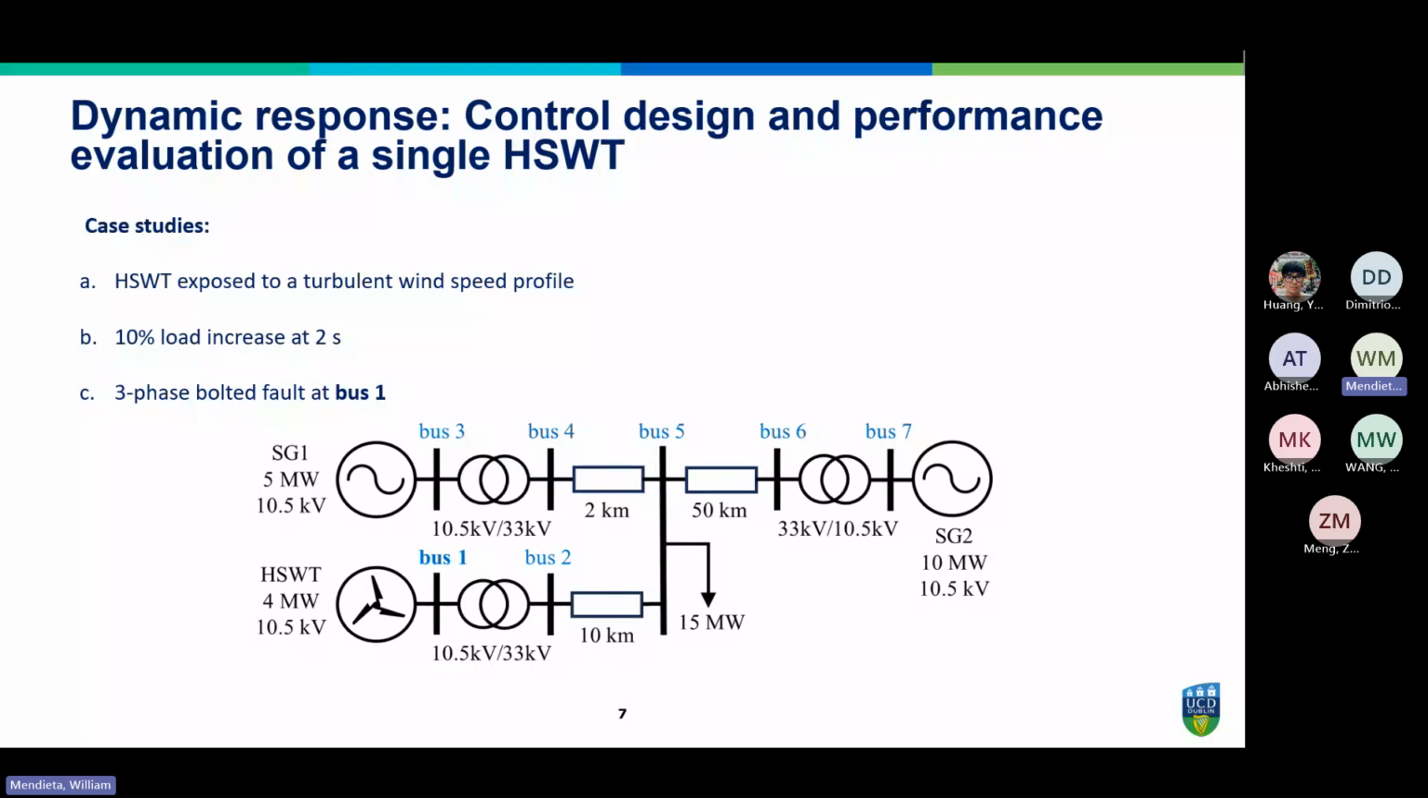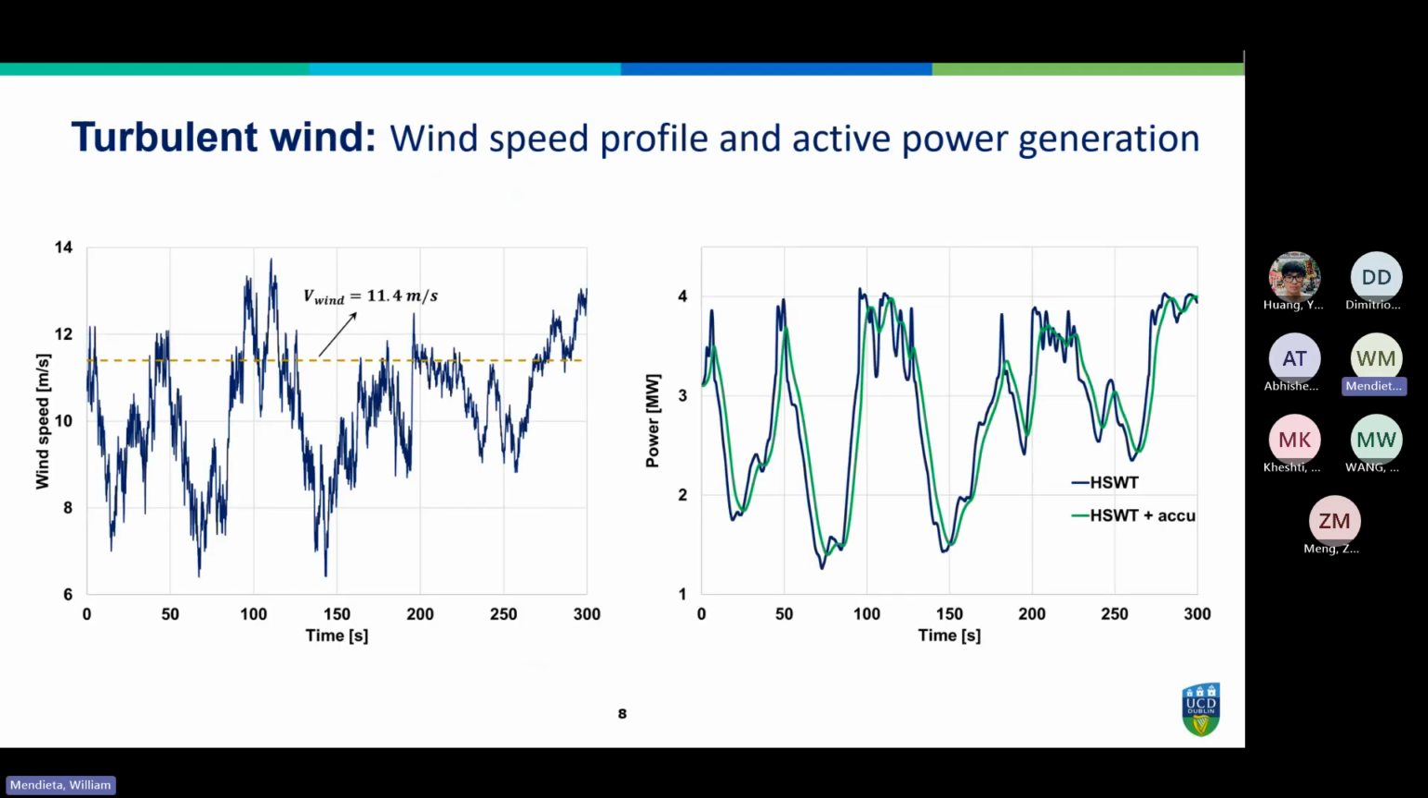So the studies are conducted using a single hydrostatic wind turbine that generates 4 megawatts at a rated wind speed of 11.4 meters per second, and which is connected to a 7-bus 3-generator electricity network, as shown here in the figure at the bottom. So again, the hydrostatic wind turbine reaches nominal conditions at a wind speed of 11.4 meters per second.